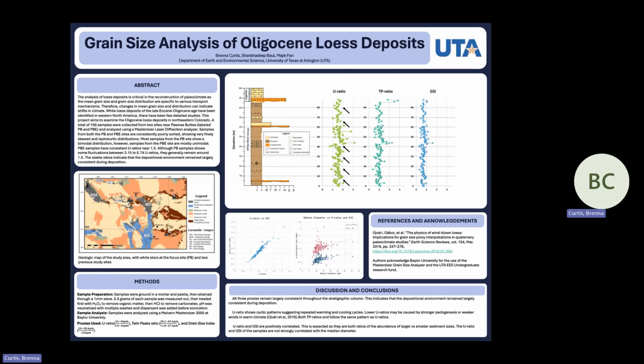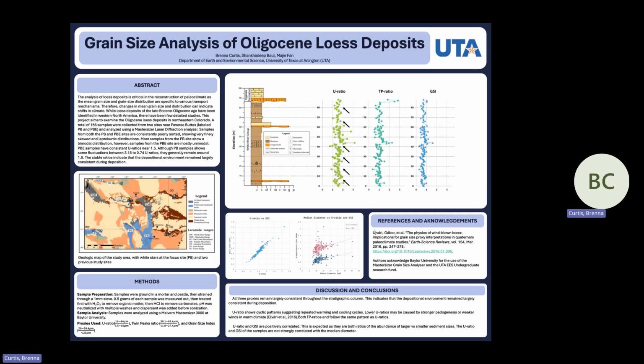Lower U ratios can be caused by stronger pedogenesis or weaker winds in a warmer climate. And the TP ratio and GSI follow a similar pattern to the U ratio, but it's a little bit harder to see. I then compared the U ratio and GSI together, and they are positively correlated, which is to be expected. They're both ratios of abundance of the sediment sizes.